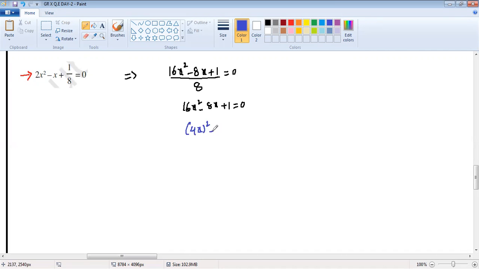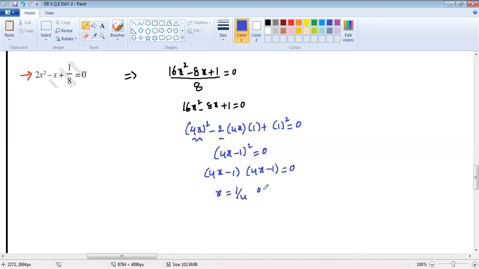4x whole square minus 2 into 4x into 1 plus 1 square. Then this is what? A square minus 2ab plus b square. So we can write it as 4x minus 1 whole square, which is equal to 0. Then separately, we can write it as 4x minus 1 into 4x minus 1, which is equal to 0. So either 4x minus 1 is equal to 0, then x equal to 1 by 4 or 1 by 4, because the roots are the same.